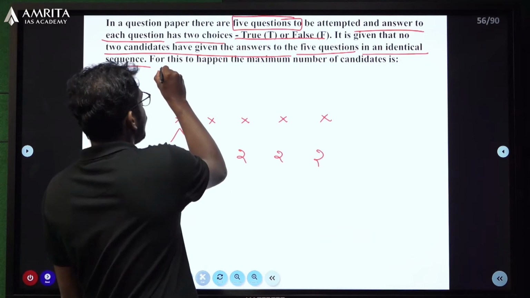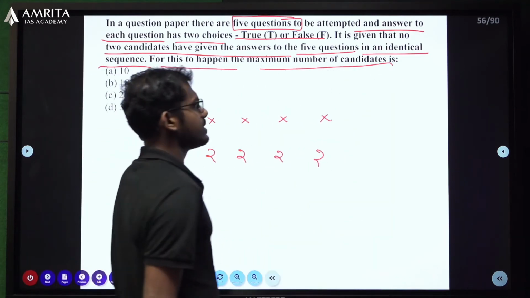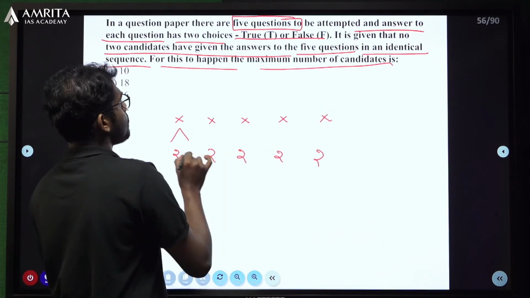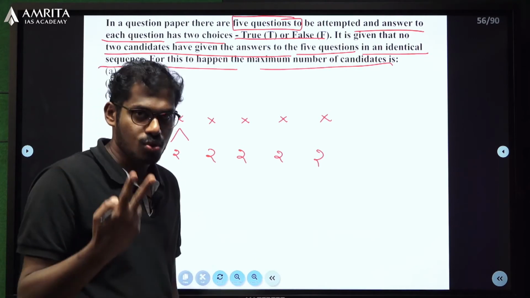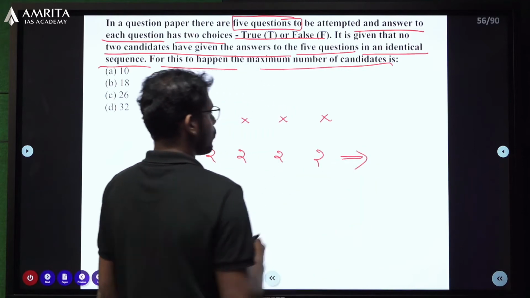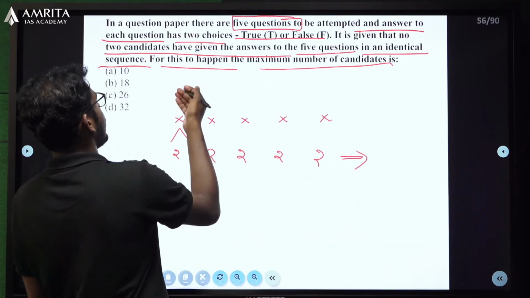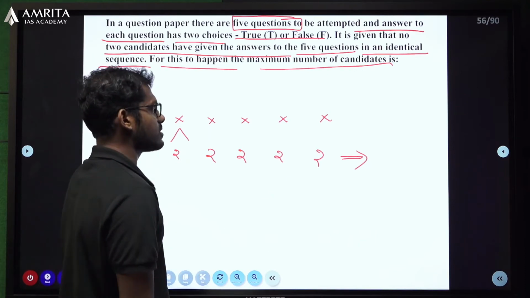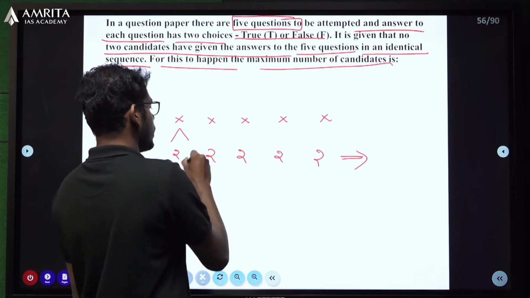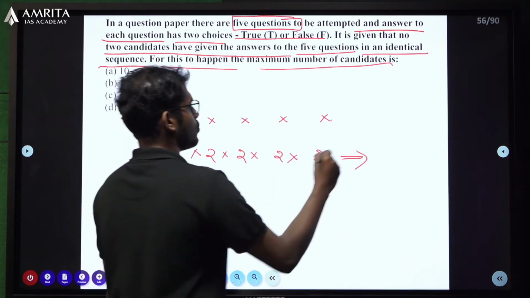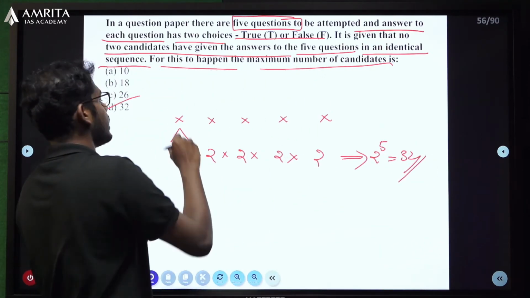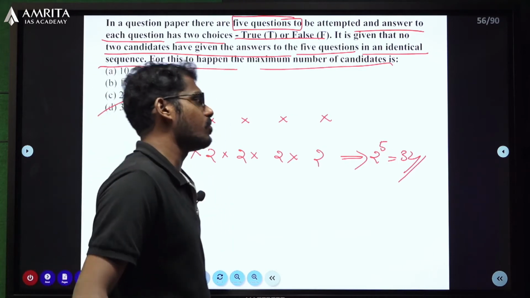For this to happen, the maximum number of candidates is, see, a simple idea: 5 questions are there, and each question can have 2 answers, either true or false. So the maximum number of students such that no 2 students have given the answers to the 5 questions in an identical manner is 2 into 2 into 2 into 2 into 2, that is 2 to the power of 5, which is equal to 32. The answer D is the right answer. Clear? Okay. Next question.